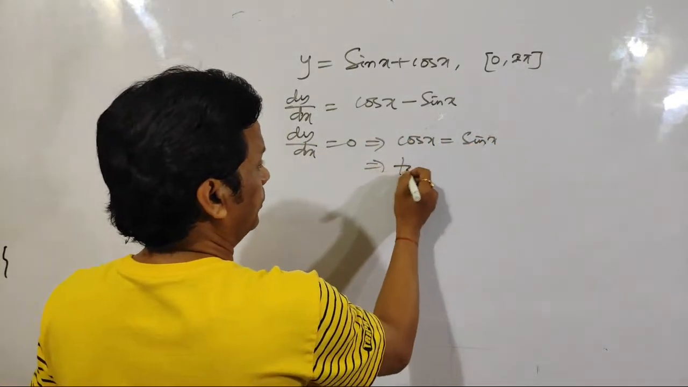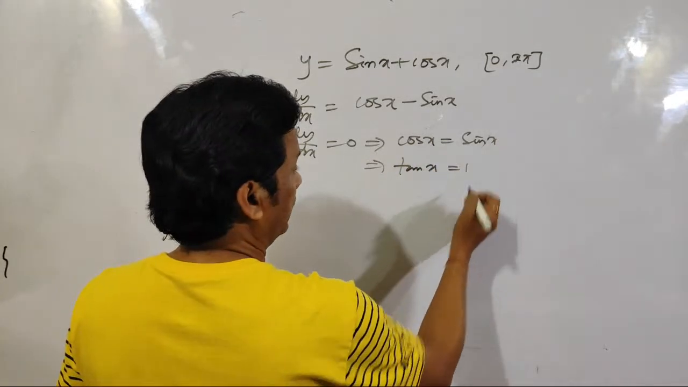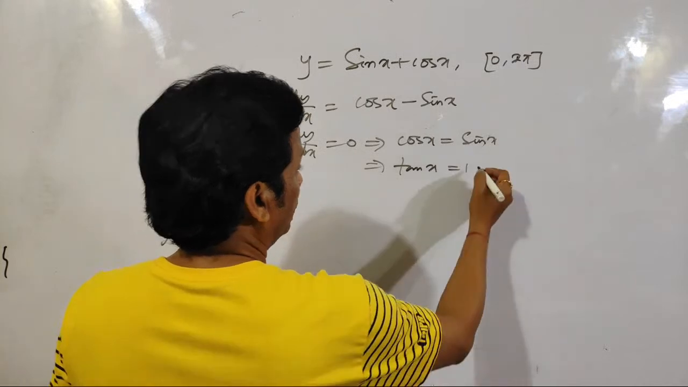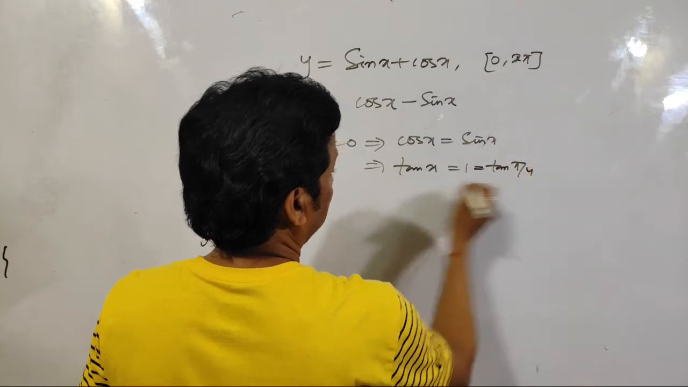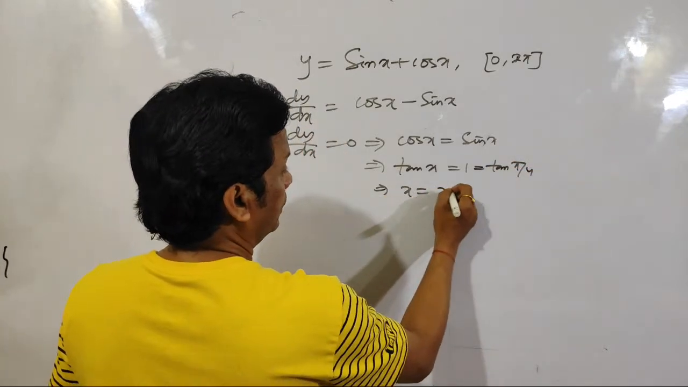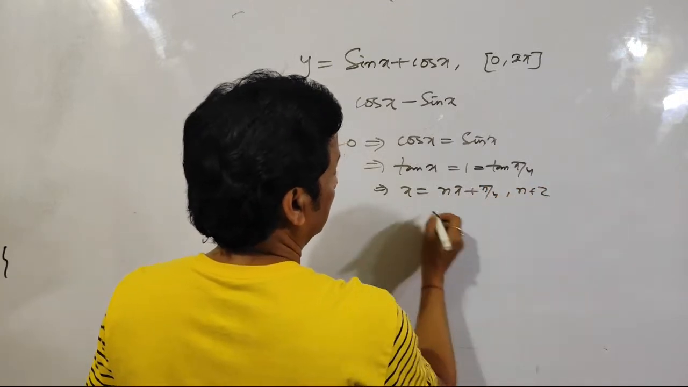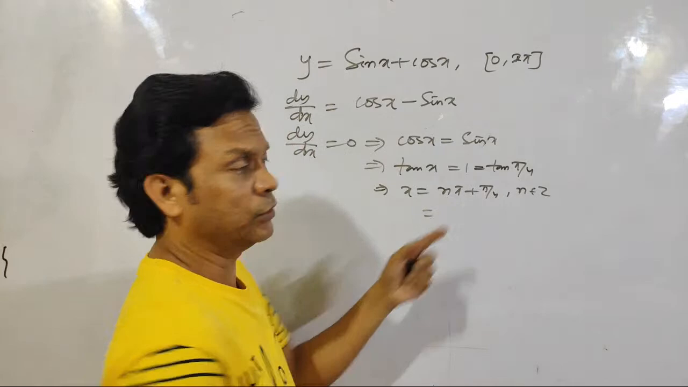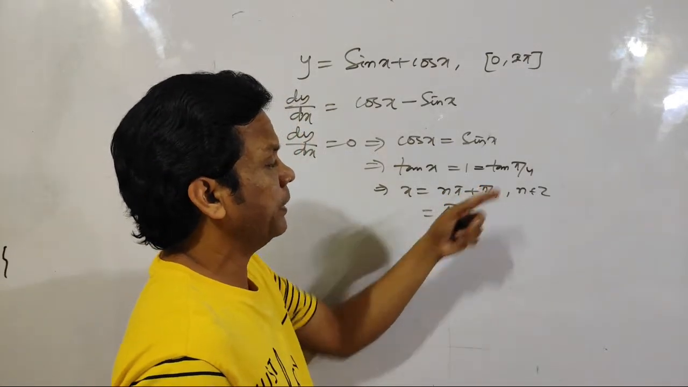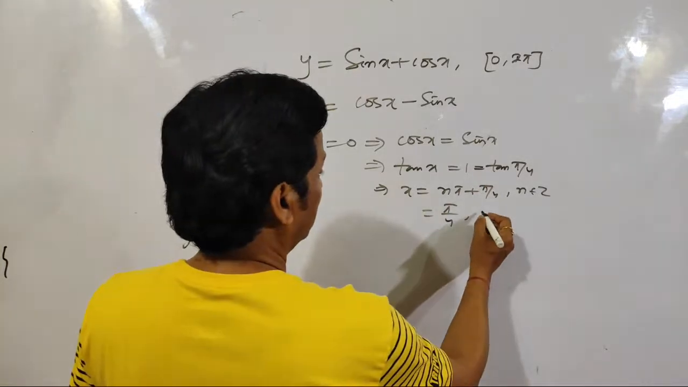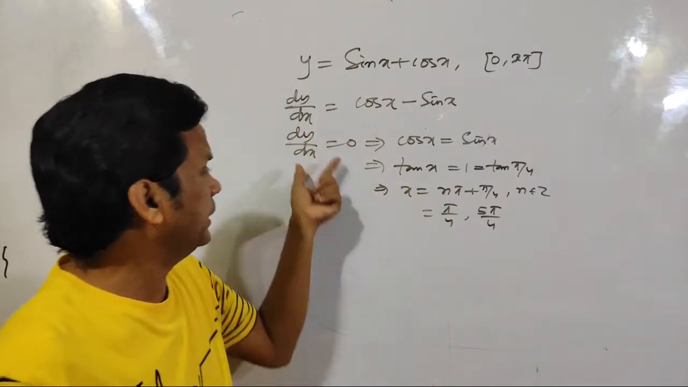That means tan x is equal to 1. If you divide cos x to both the sides, it becomes tan x equal to 1. Okay, so tan x is equal to 1. It is tan pi by 4. So it implies x is equal to n pi plus pi by 4 for n belongs to Z. That means if you put n is equal to 0, it will become pi by 4. If you put n is equal to 1, pi plus pi by 4, it will become 5 pi by 4. Okay, these are the 2 points where the derivative is 0.